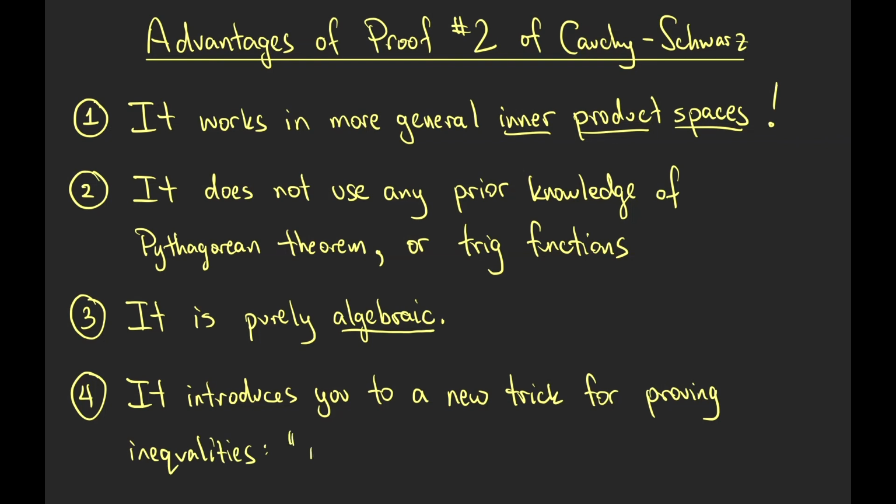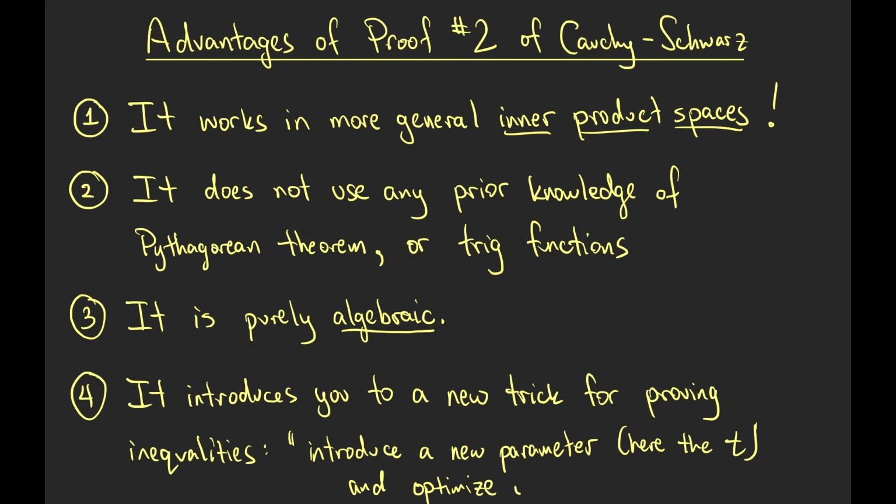It also introduces you to a new trick for proving inequalities that will come in useful time and time again. You introduce a new parameter, which was the t. You do some smart calculation involving t, and then you minimize what you get. You optimize it over the parameter t. This is a trick that will come in handy very, very often.